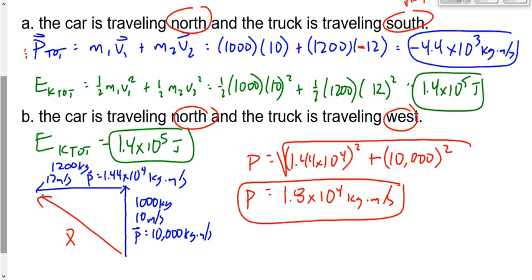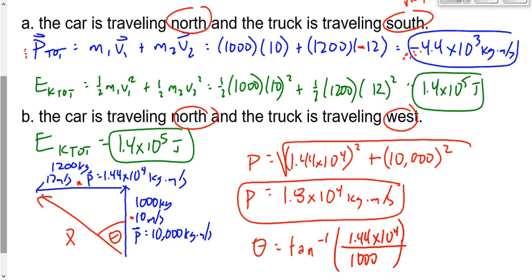Oh, what's wrong, Patrick? Yes, momentum is a vector. We included direction up here, said it was negative, or said it was south. We need a direction here. That's going to be in the form of an angle. Theta is going to be equal to the inverse tan function of opposite over adjacent of 1.44 times 10 to the 4, opposite over adjacent. The angle that I get there is 55 degrees.